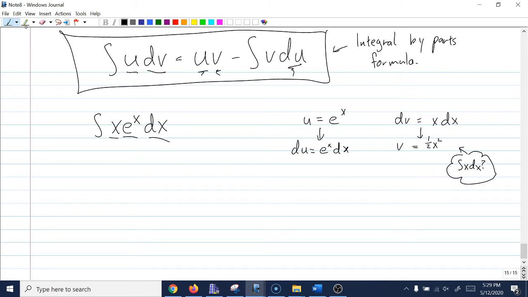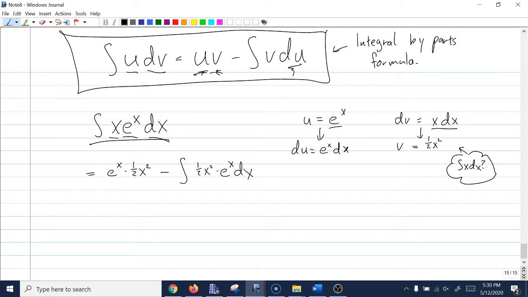The integral by parts formula says the integral of u dv, which is this, u dv is e to the x dx, good, equals, the right-hand side is uv. What is u times v? It's e to the x times a half x squared, minus the integral of v, half x squared, du, e to the x dx. We did an integral by parts.